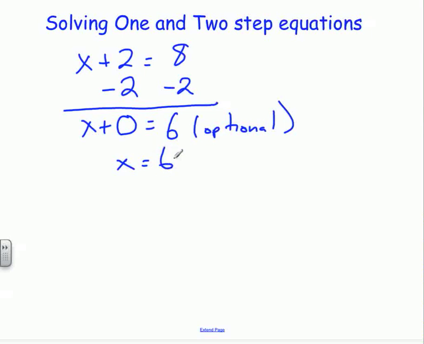And if we take this number, that we said x is equal to 6, we can check our answer by putting it back into the original equation. So here's x. We said x was 6, so 6 plus 2 equals 8. And that is a true statement. 6 plus 2 does equal 8, so we know that we got that one correct.